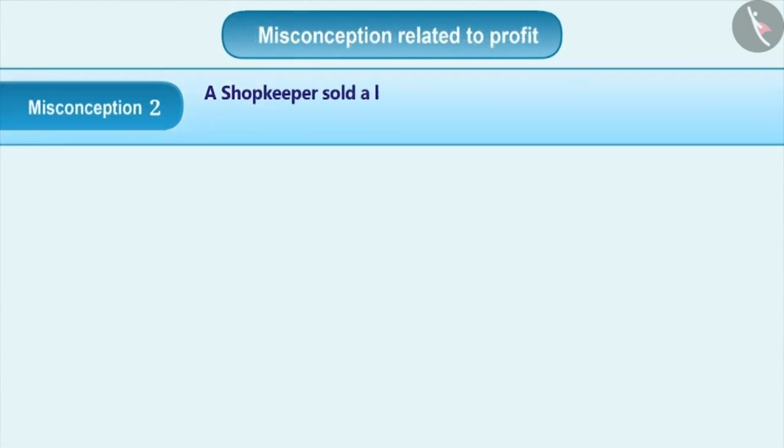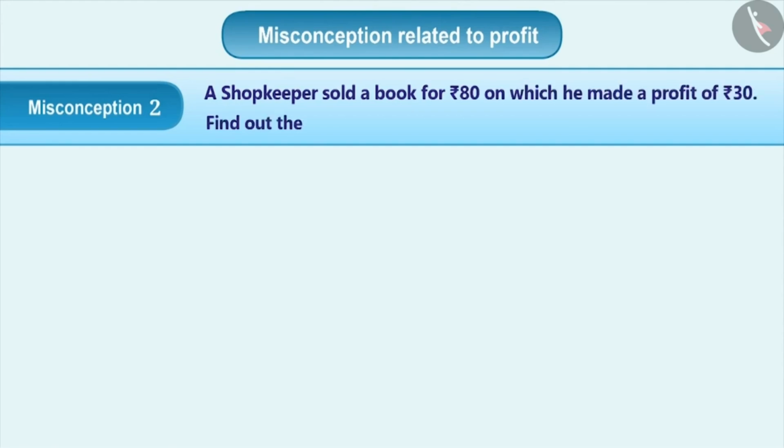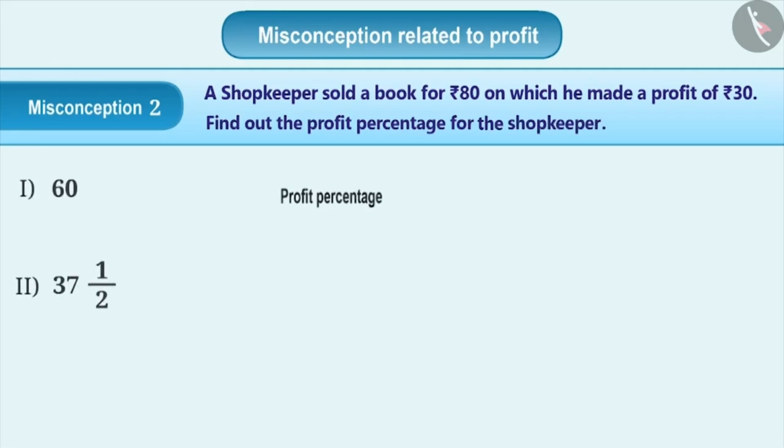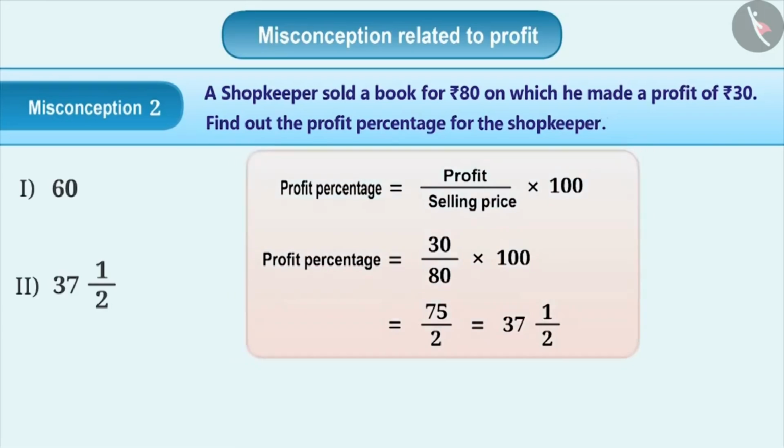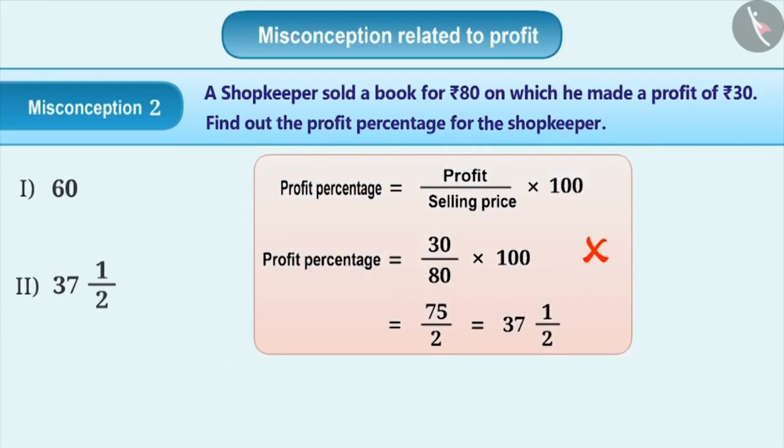Misconception 2. A shopkeeper sold a book for rupees 80 on which he made a profit of rupees 30. Find out the profit percent for the shopkeeper. Some students try to find the profit or loss percent on selling price. That means they find the profit percent in the following way. Profit percent is equal to 30 by 80 into 100, which is equal to 37.5. But profit percent or loss percent is never calculated on selling price. Therefore, option 2 is incorrect.